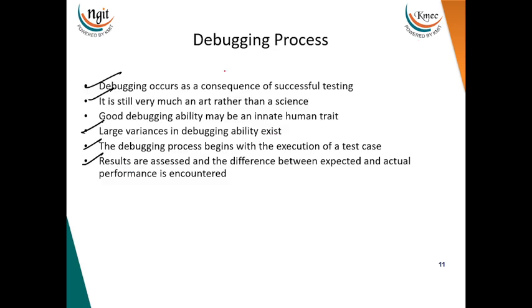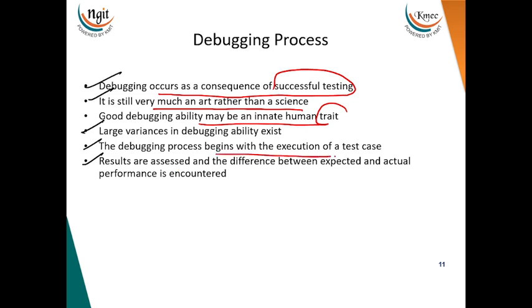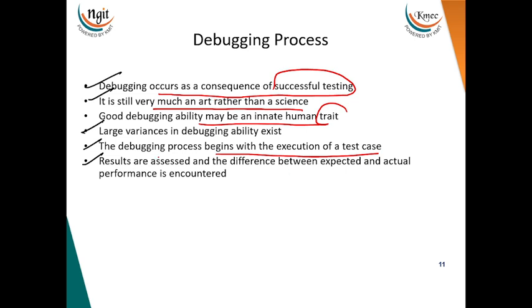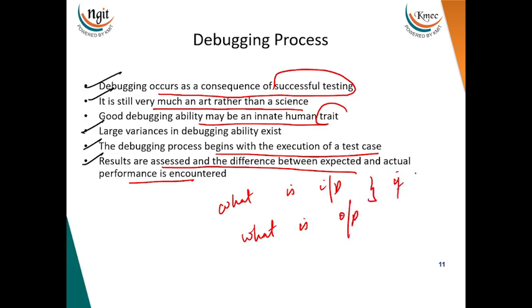So what is the debugging process? Debugging occurs as a consequence of successful testing. It is still very much an art rather than a science. It is the art of taking errors out of the software. Good debugging ability may be an innate human trait. The debugging process begins with the execution of test cases. Results are assessed and the difference between expected and actual performance is noted. What is your input? What is the output? If there are any differences, then we need to debug and find out.